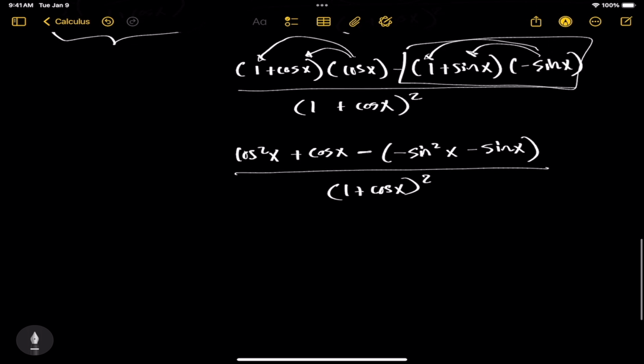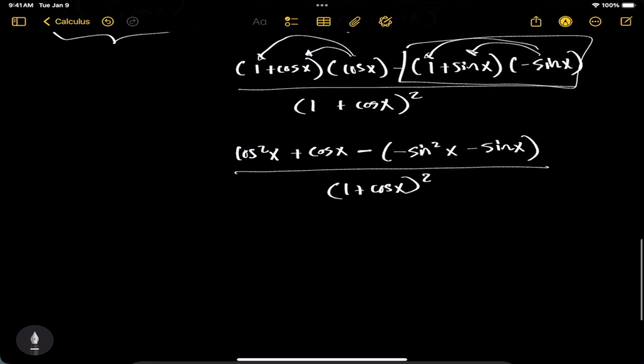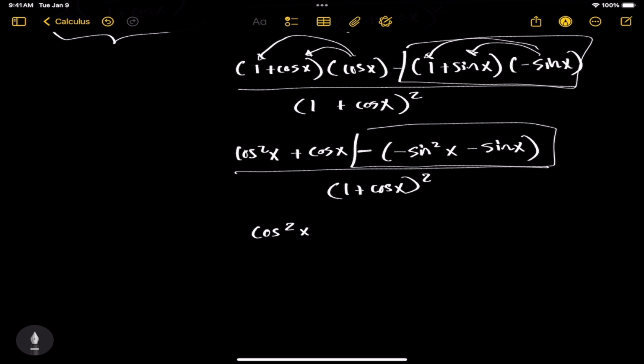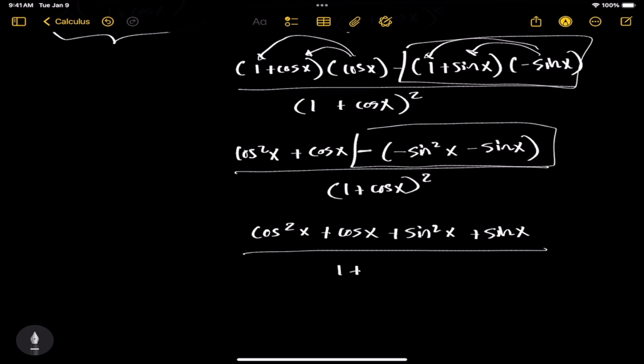Okay, move this down a little bit. Now we can distribute that negative to the right side parentheses. So over here, we're distributing, basically just changing the signs on the right. But let's write the left side first. That's cosine squared x plus cosine x. That's going to be plus sine squared x plus sine x. Okay, over 1 plus cosine x squared.